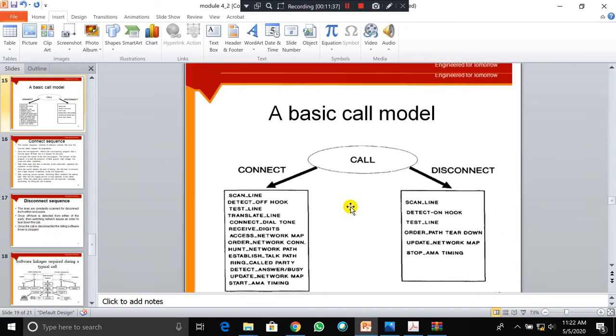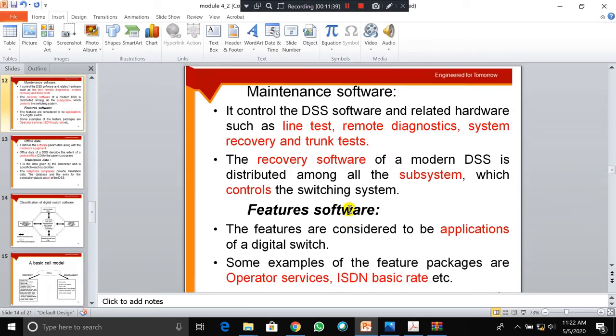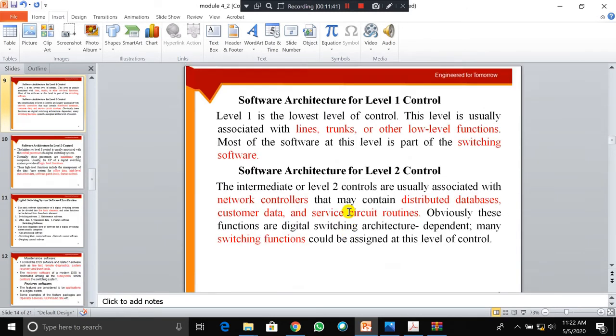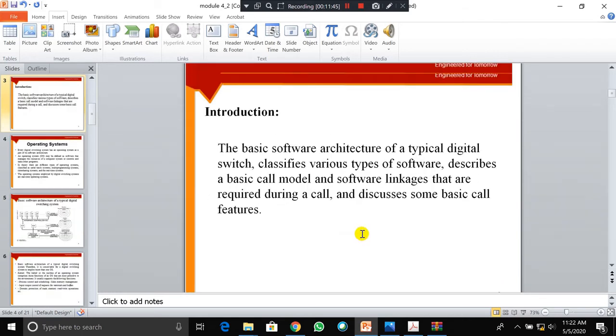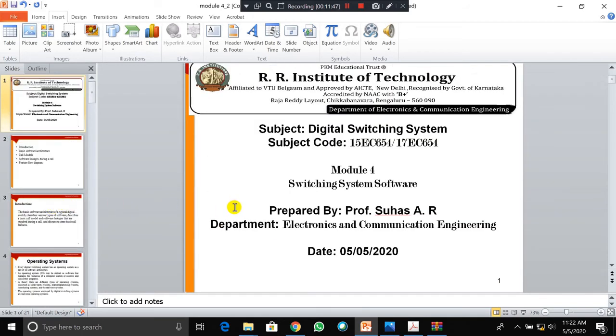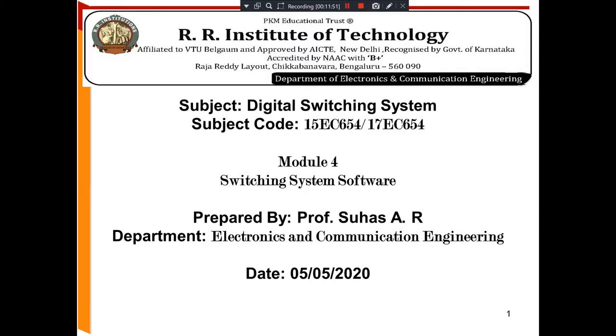We are still discussing module number 4, second part, which is the software part of a digital switching system, how the call will be done and all. In this session, let us summarize what we have discussed. Today we discussed module number 4, switching system software.